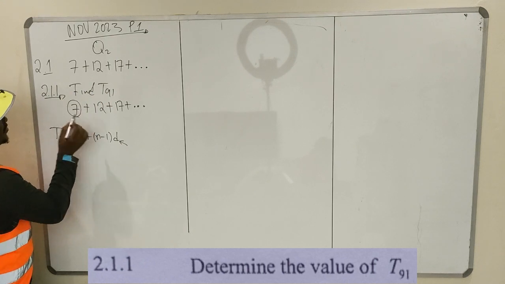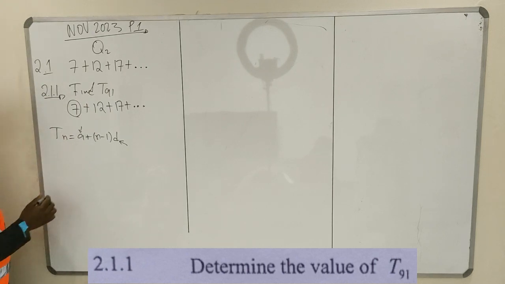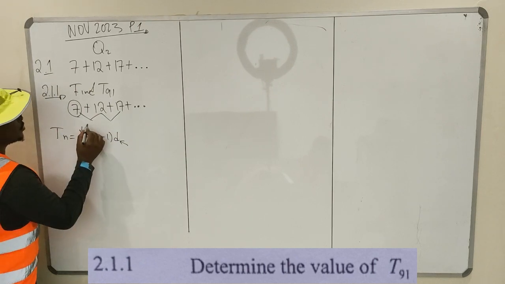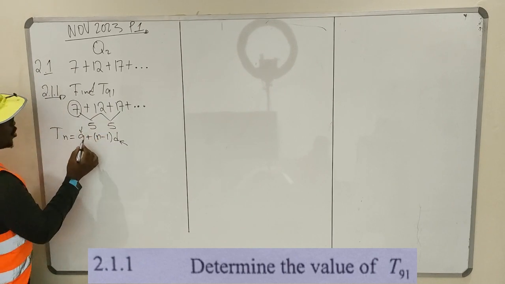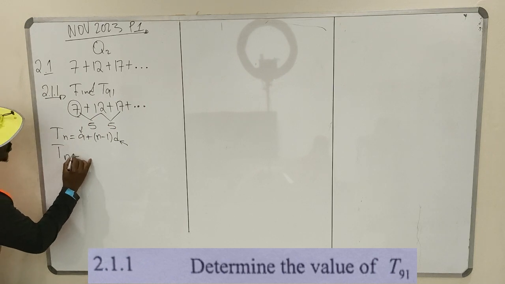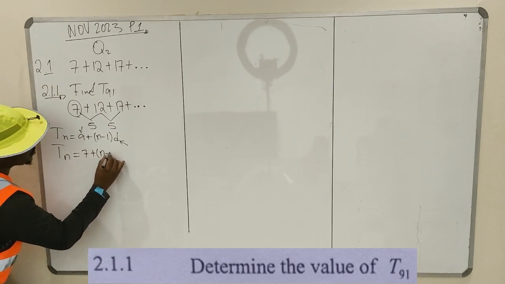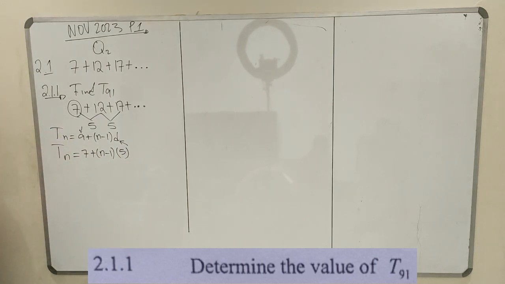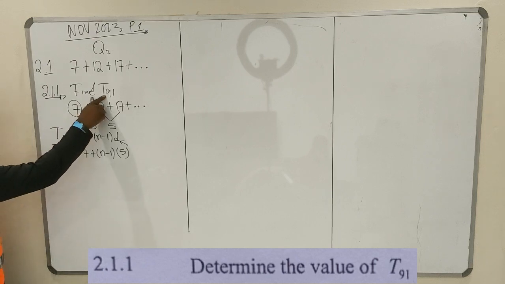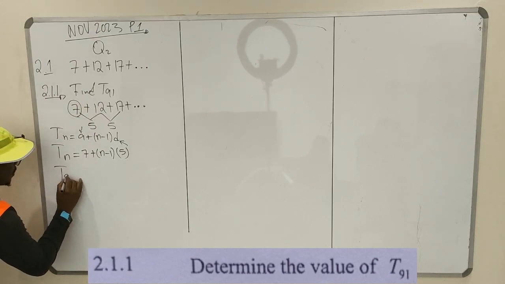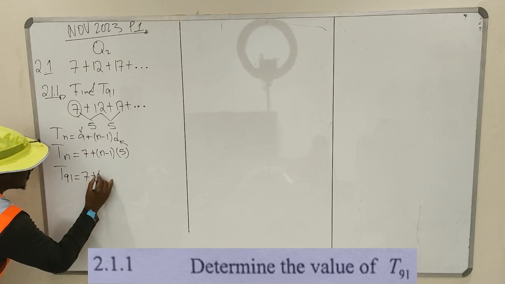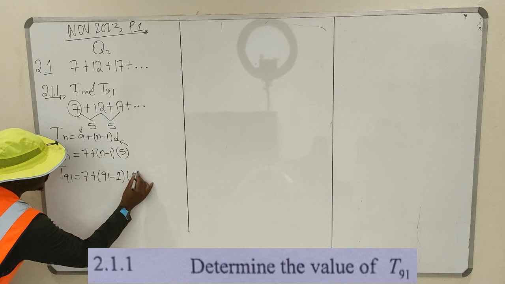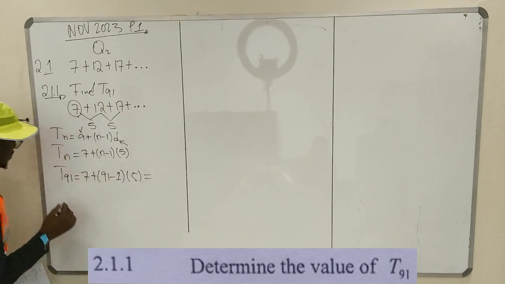Your a is 7, which is the first term of the series, and your d is the difference between any two consecutive terms. This is 5 and this is 5. So you know everything. Your Tn is equal to 7 plus (n minus 1) times 5. Now, we want the value of the 91st term. So T91 is equal to 7 plus (91 minus 1) times 5.